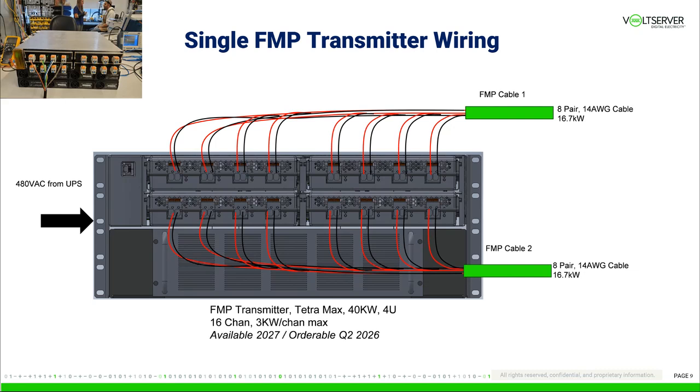Now, I just wanted to show you guys a closer look at the transmitter and the wiring. So this transmitter is going to sit in the gray space, right, in that transmitter UPS rack. I'm showing our 40 kilowatt transmitter. It has 16 3-kilowatt channels, and we're using 2 8-pair cables for each of those 40 kilowatt transmitters.